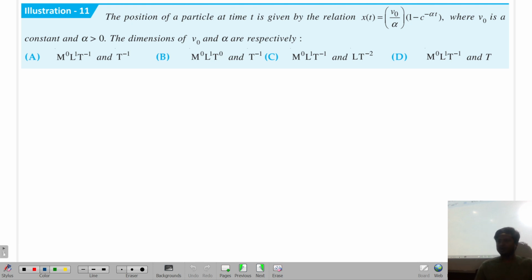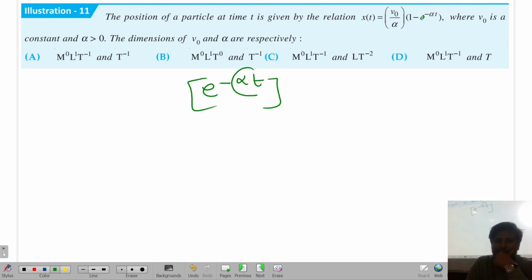Did I give this question in the exam or not? C to the power of minus alpha t. Consider this C to be equal to E. Now it is okay. Are you okay or not? E to the power of minus alpha t. Will this be dimensionless or not? This term also will be dimensionless, when alpha is equal to 1 by t, or not? Then only it will be dimensionless. So alpha has dimension t to the power of minus 1.